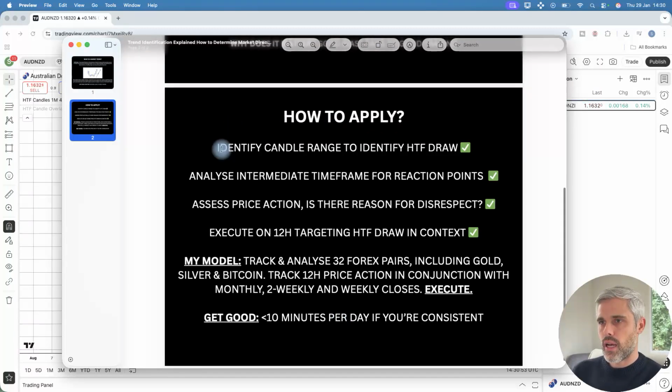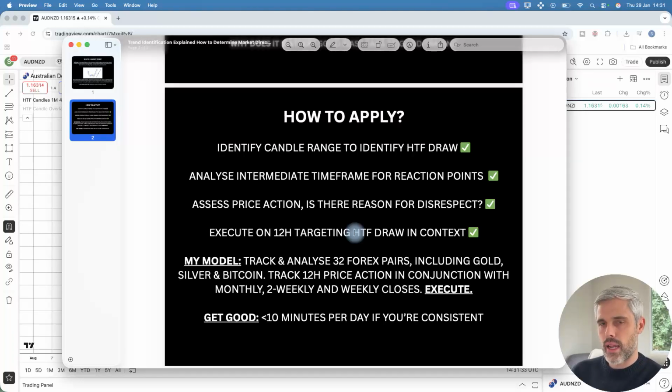So how do you apply this? Identify candle range to identify higher time frame draw. So use monthly, 2 weekly, weekly candles, as I've just done, to understand what's the most logical next phase for price. Analyze intermediate time frame for reaction points. So this is your 2 week, your weekly candles to wait for those manipulations so that you can then trade the trend that emerges during that distribution phase. Assess price action. Is there reason for disrespect? Is there reason for price to go lower? If no, execute, in this case, on the 12-hour time frame, targeting that higher time frame draw.